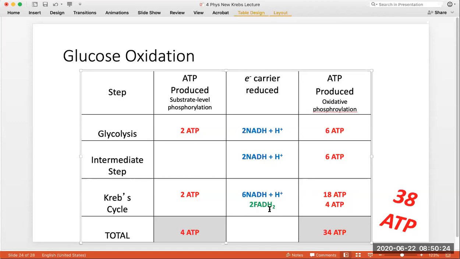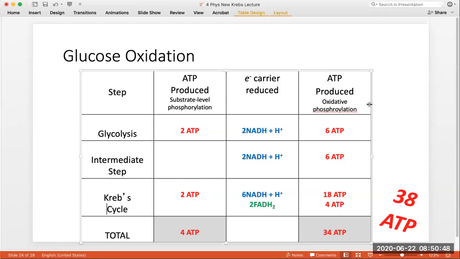You have 2 FADH2 that are produced from the Krebs cycle. For every pair of electrons donated by FADH2, you make 2 ATP. So 2 times 2 is 4. If you add up all the ATP that was made, you made a total of 4 ATP by substrate level phosphorylation. Again, that's coming from glycolysis and the Krebs cycle.